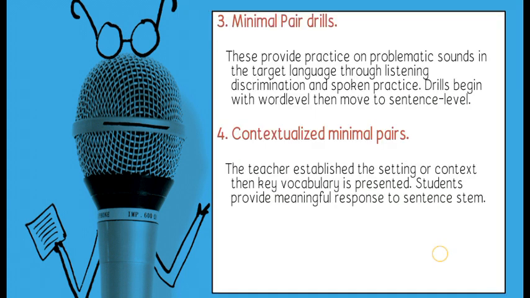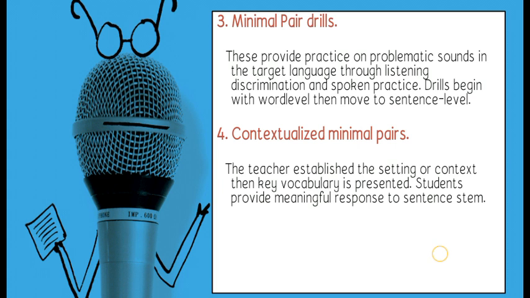The third one is the minimal pair drills. These provide practice on problematic sounds in the target language through listening discrimination and spoken practice. Drills begin at the word level then move to the sentence level. This kind of drill uses a pair of words or phrases in a particular language, spoken or signed, that differ in one phonological element. An example of this is cat, but, wide, wise, ride, road, kite, night, and so on.